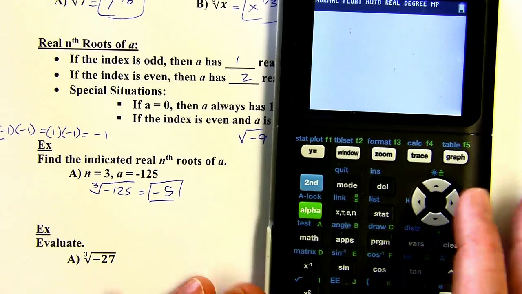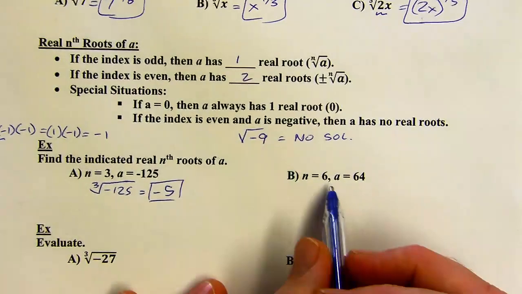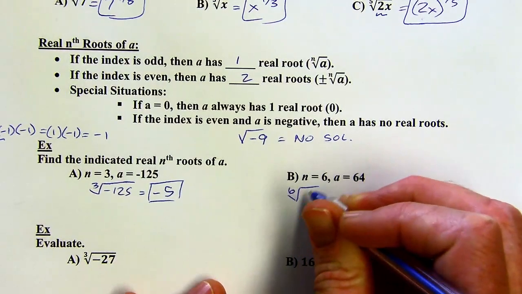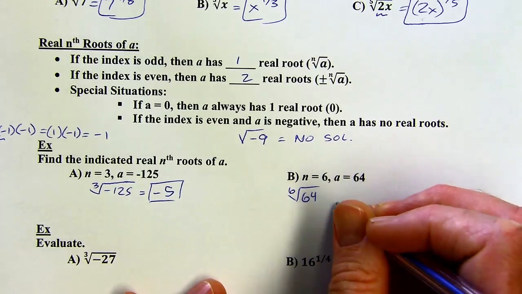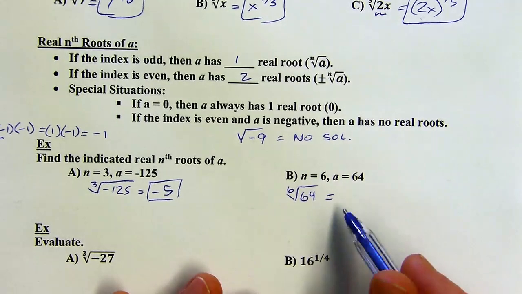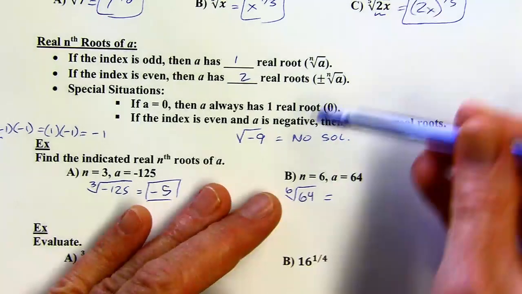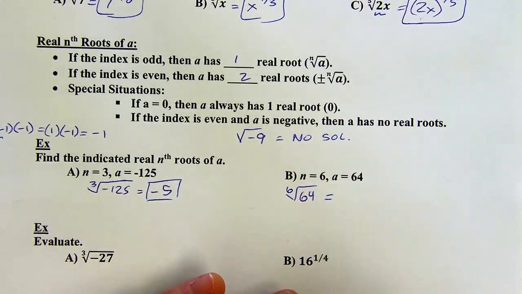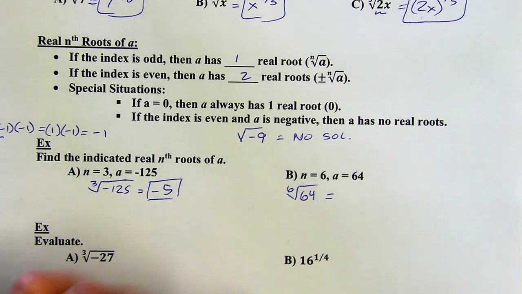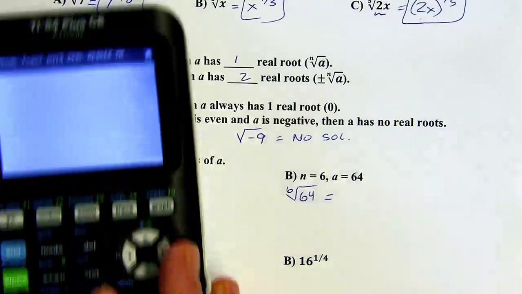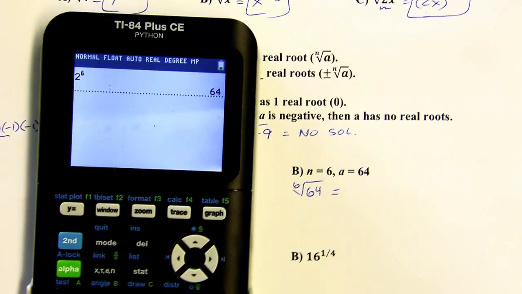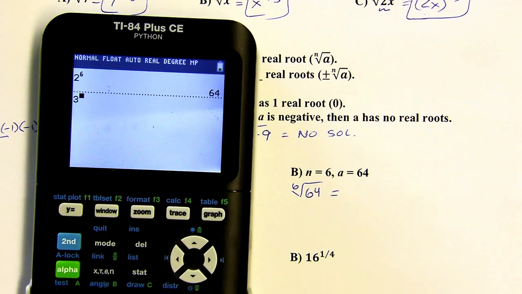But okay, so the nth root of a, so the 6th root of 64. Now this one, since it's an even index, as we saw up here, we're going to get a positive and a negative answer. So what I'm going to do is think, what raised to the 6th power equals 64? I'm just going to do this with a little trial and error. So I'll try out 2 to the 6th. Hey, that's 64. I hit the lottery there right away.